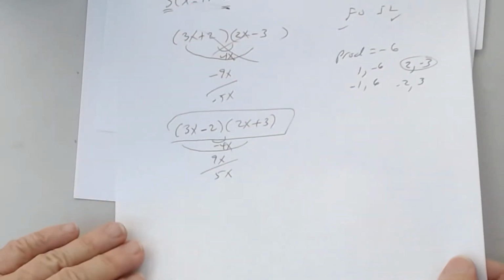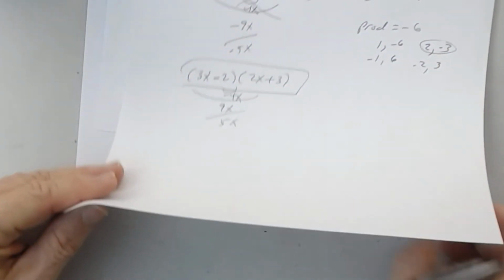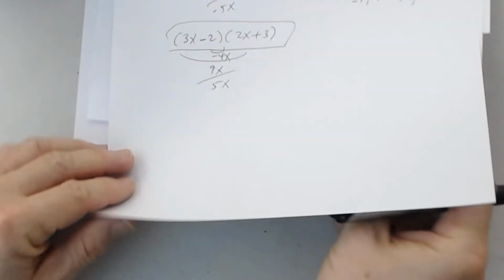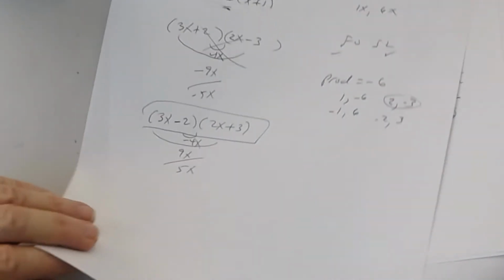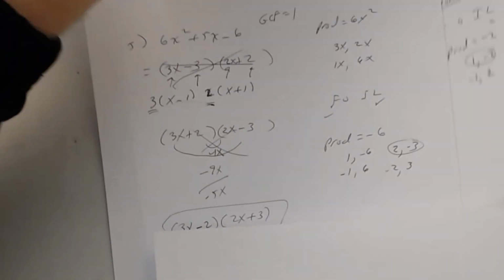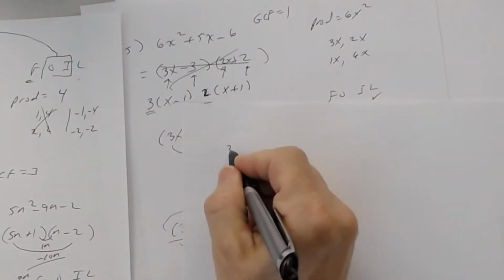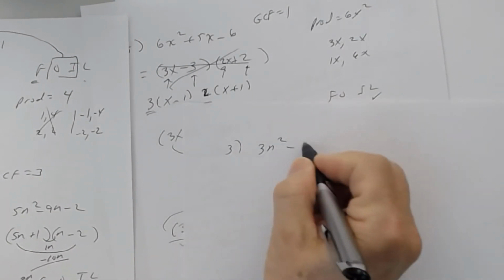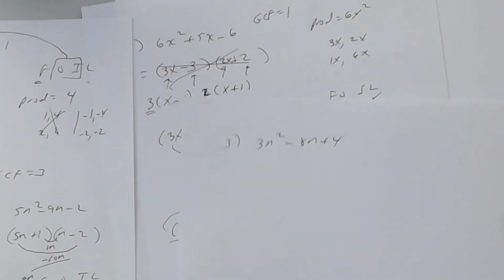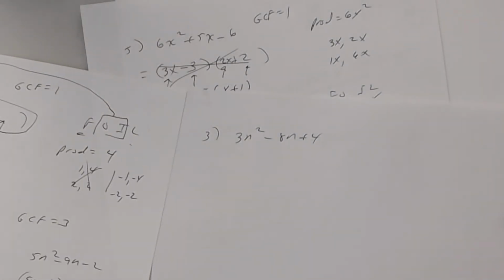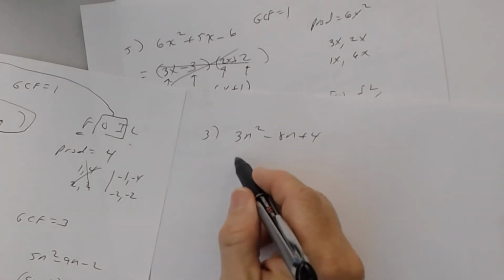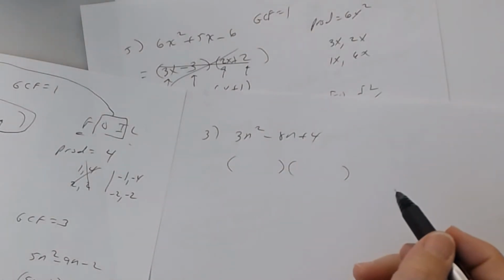All right. Now, I want to do number 5 again, but I want to do number 5 thinking of it this way. Actually, I'm going to go back and do number 3. So I'm going to do number 3 again. I'm going to rewrite number 3. All right, and we go through the same process. What's the GCF? 1.